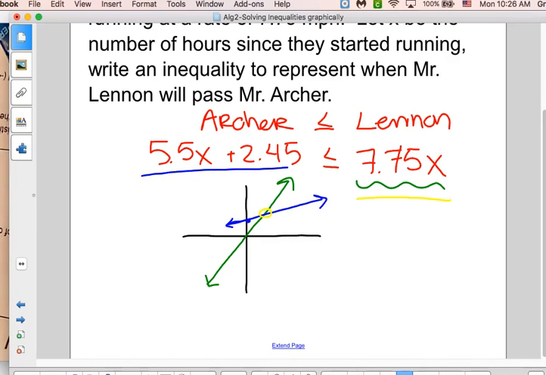The right side. So if you look at this right side, do you see how Lennon's graph is above Archer's graph? That means he's going faster. He's further ahead of him. So on your graph, anything over here, Lennon's winning. Before that point, who's winning in the race? Archer. So when you're comparing two inequalities and you're looking at which one's greater than or less than, you just look to see which one's above, which one's below. Does that make sense?